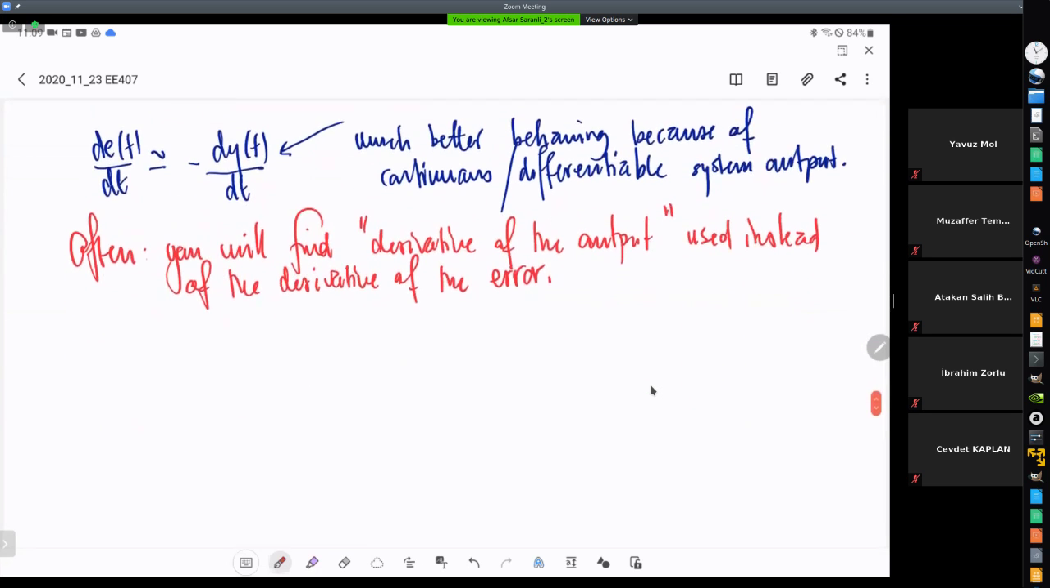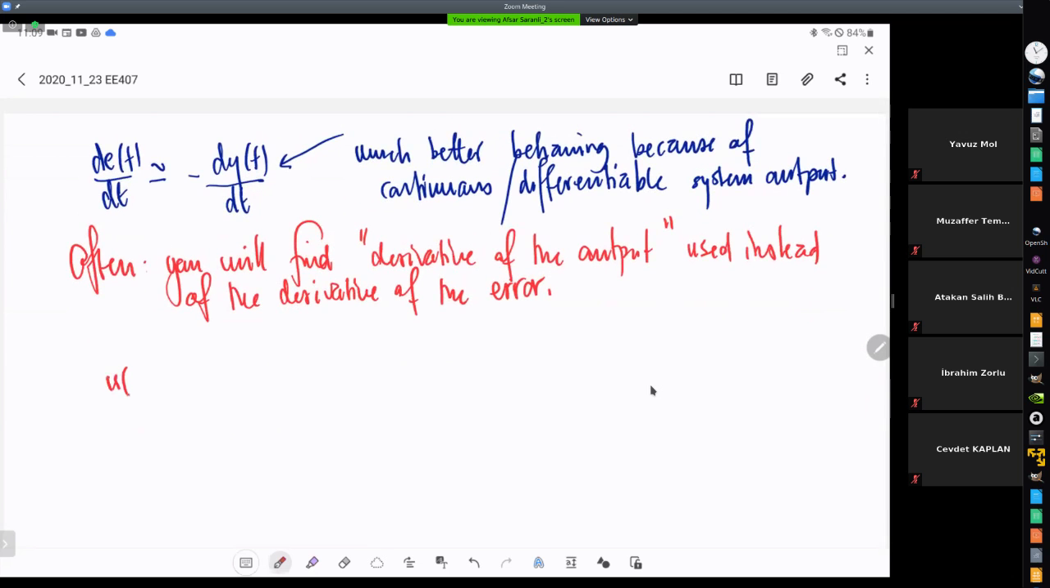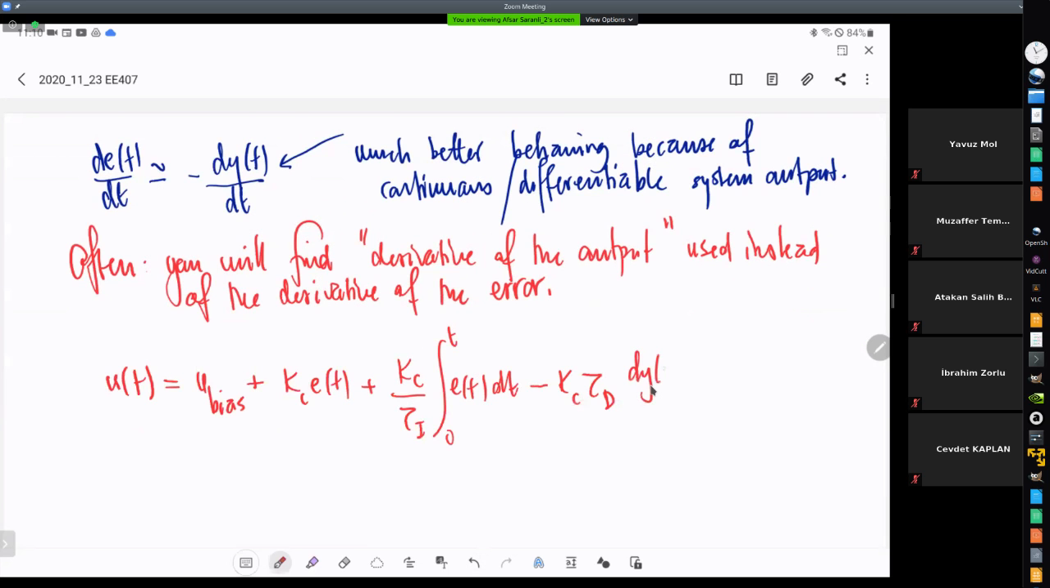So what we have is that in this case, U of t with this new definition is U bias again, plus, again using this dependent ideal PID form, Kc times E of t plus Kc over tau I times the integral of the error E of t dt plus, instead of a plus, now I will have a minus Kc tau d, and instead of the derivative of the error, I will have dy of t over dt.